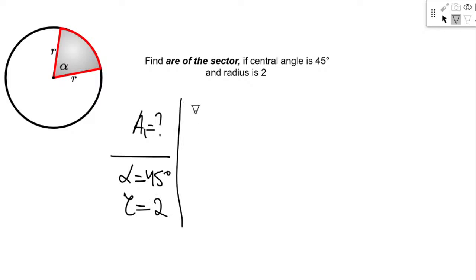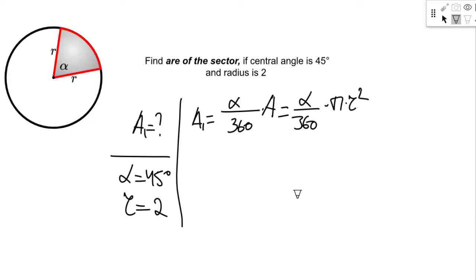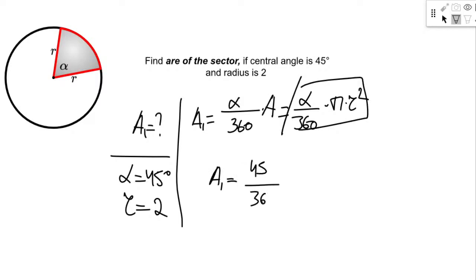What we know is that the area of the sector is alpha divided by 360 multiplied by the whole area of the circle, or alpha divided by 360 multiplied by pi r squared. So we put everything in and get our A. A1 equals alpha, which is 45, divided by 360 degrees, multiplied by pi, multiplied by r squared, which is 2 squared.